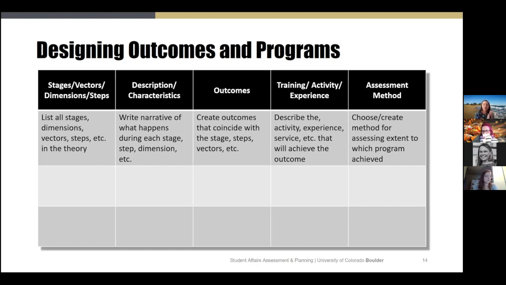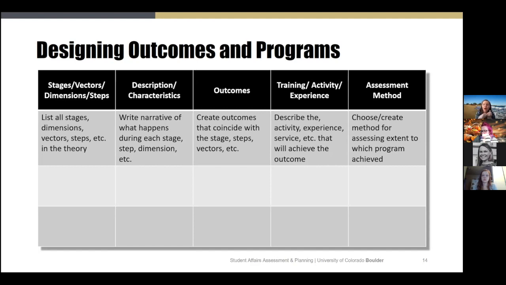Our next column is where we write our outcomes. We're going to look at that vector, that stage, what's supposed to happen, and say, okay, based off of, I'm doing this for, I don't know, I'm going to pick tutoring because that's what I know. For tutoring, for academic support, I'm going to write an outcome that aligns with this stage for students.